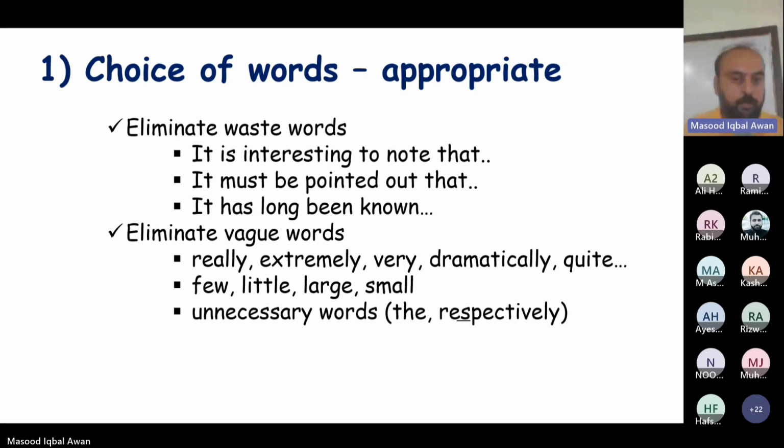These should be avoided. Likewise, there are some vague words like really, extremely, very, dramatically, quite, few, little, large, small, etc. Scientifically, we need to present numbers. In scientific writing, numbers are important. So these words should be avoided.